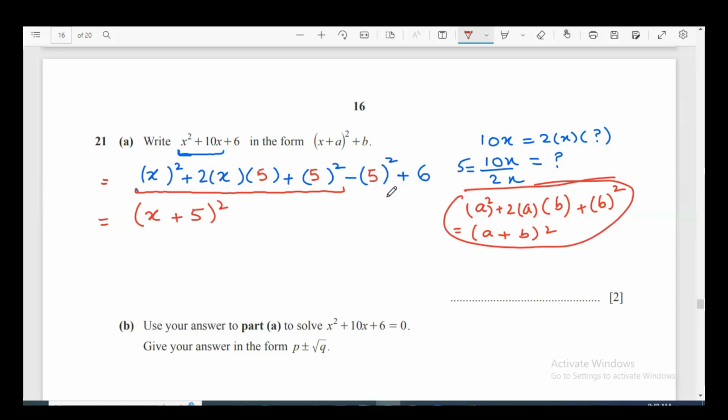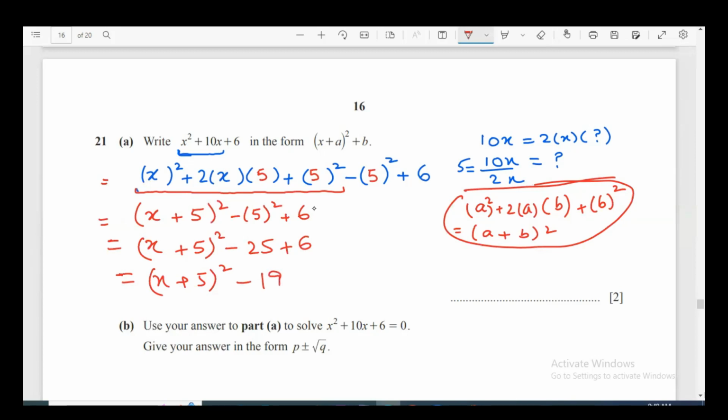Now the remaining are minus 5 square plus 6. So I'm going to write minus 5 square and plus 6. So x plus 5 whole square minus 25 plus 6 will be x plus 5 whole square minus 19. Don't forget to write the answer in the answer space. X plus 5 square minus 19 is the form x plus a square plus b.